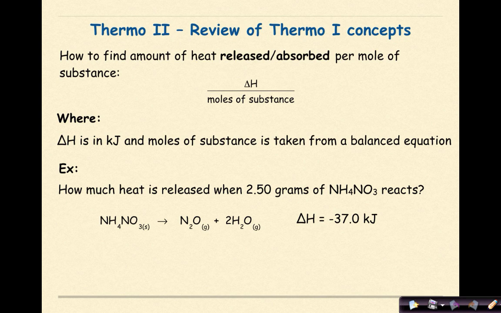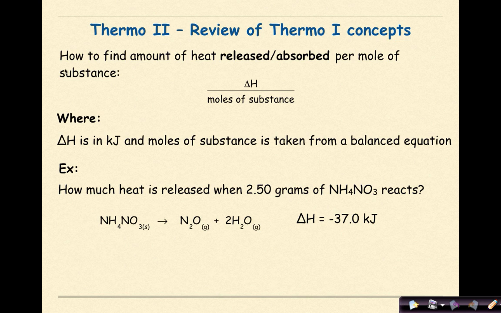Thermo II, Review of Thermo I Concepts. The basic idea of this review is to go over some of the thermochemistry concepts that we learned previously in the year and remind you of what you need to know. This will help you immensely as we go on and look at the second half of thermochemistry.